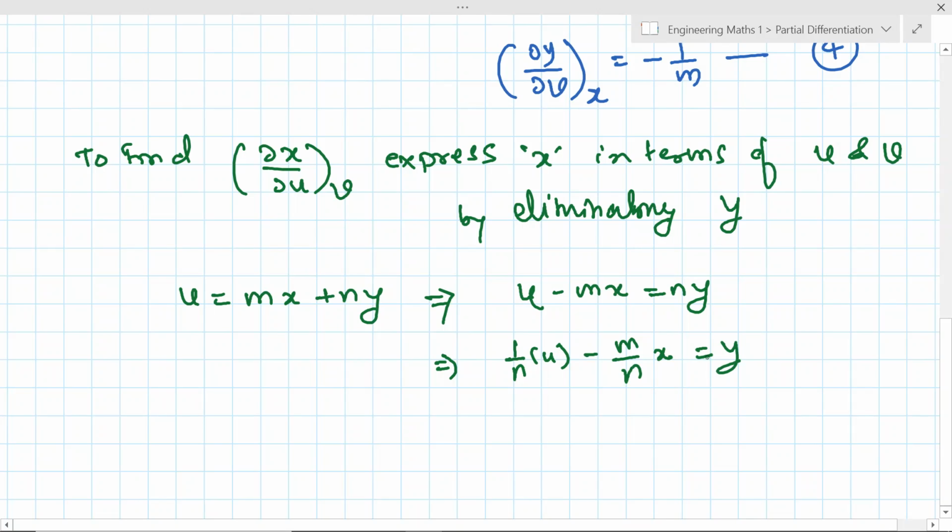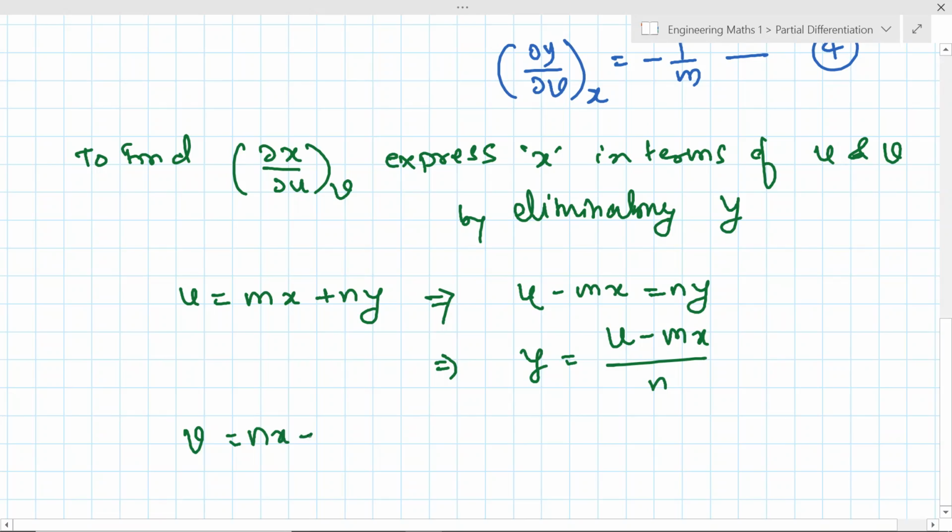या इक्वेशन वरनं y ची व्हॅल्यू ही मिळाली. ओके, किंवा डायरेक्टली तुम्ही असं लिहू शकता, this is simply this, implies y is equal to u minus mx divided by n. This is the value of y. आणि याच्यावरनं पण y व्हॅल्यू फाइंड करून घ्या सेकंड इक्वेशन वरनं.